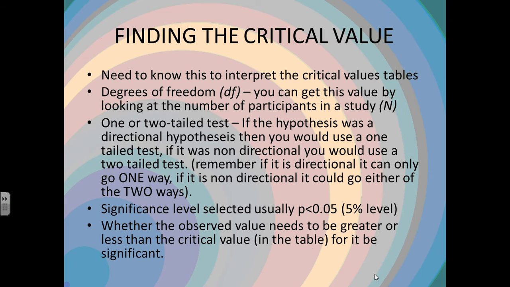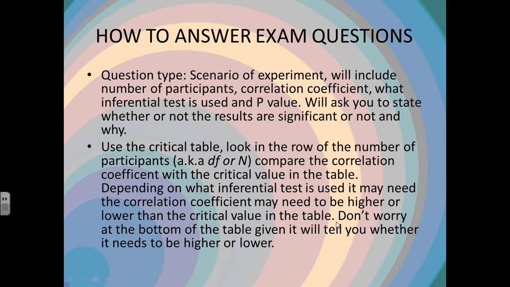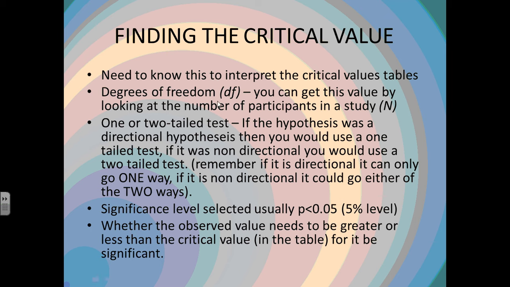So how do we find the critical value? We need to look at a few things, because there's a whole table, as you can see, of critical values. We need to find the one which we're going to compare it to. So, degrees of freedom. Degrees of freedom is basically the number of participants. It can also be represented by N or DF. So you need to find this in your scenario. You need to read the scenario and find out how many participants you have.